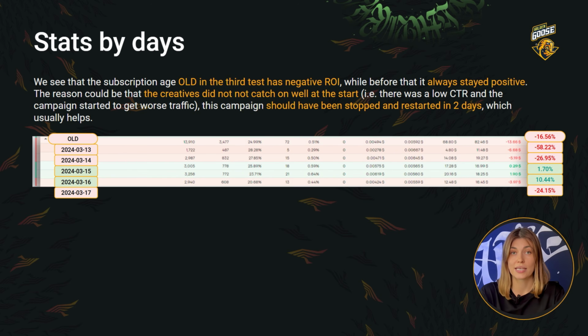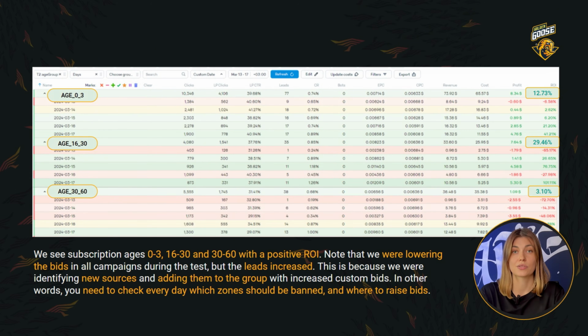We see subscription age 0 to 3, 16 to 30 and 30 to 60 with a positive ROI. Note that we're lowering the bids in all campaigns during the test, but the leads increased. This is because we were identifying new sources and adding them to the group with increased custom bids. In other words, we need to check every day which zones should be banned and where to raise bids.